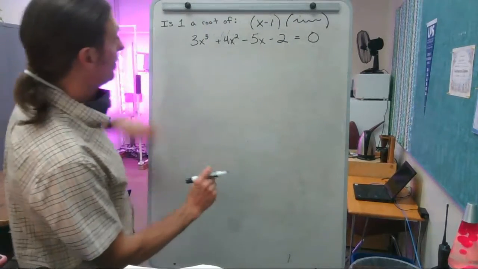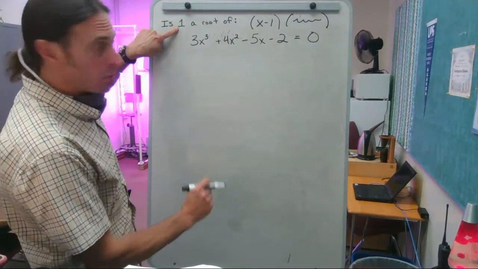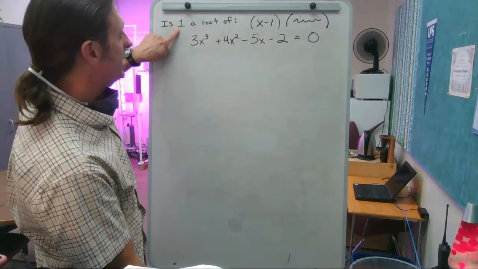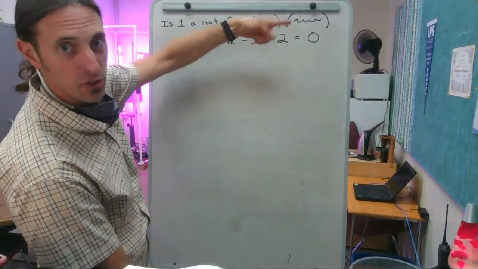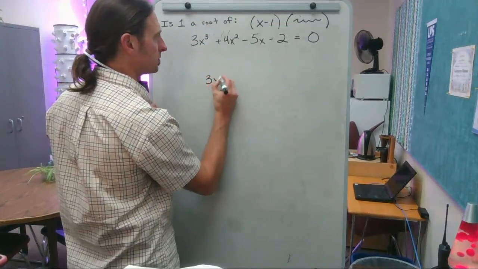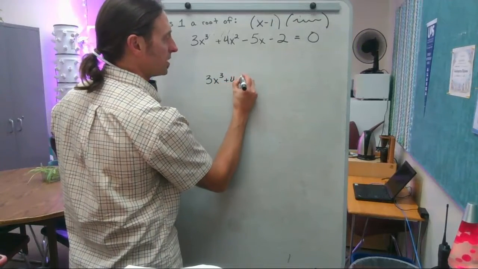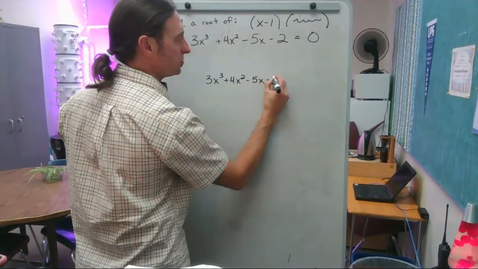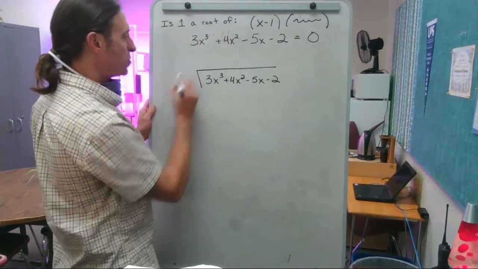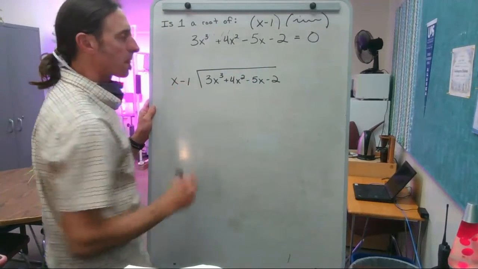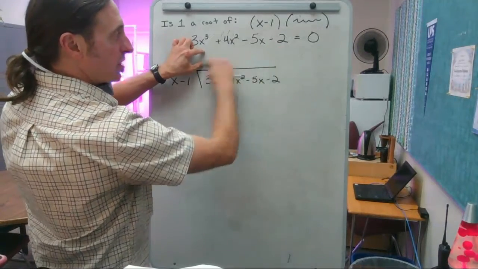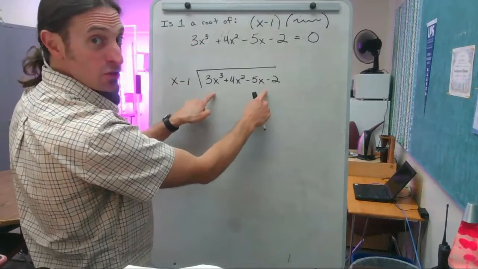Let's go through it. Step number 1. Is 1 a root, which means is x minus 1 a factor? If this said is negative 2 a root, you would have x plus 2 as a factor. Take your polynomial, write it out: 4x squared minus 5x minus 2. Put your division box, and then put your root here, x minus 1. What we're trying to do is this number times some other polynomial that we're going to fill in over here equal to this.